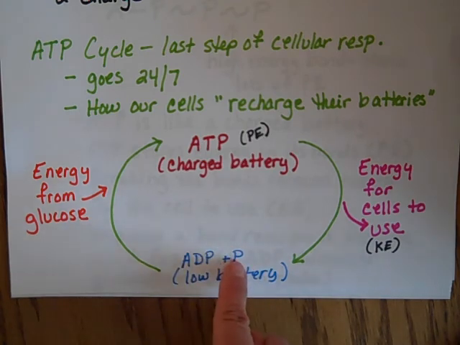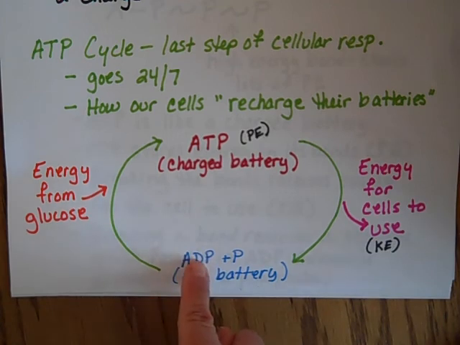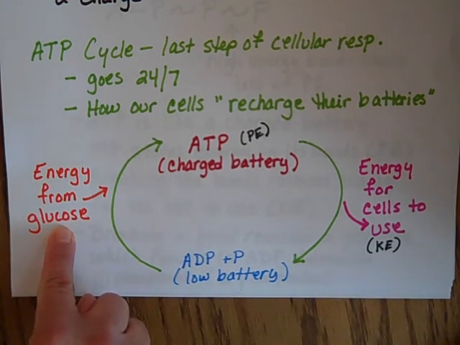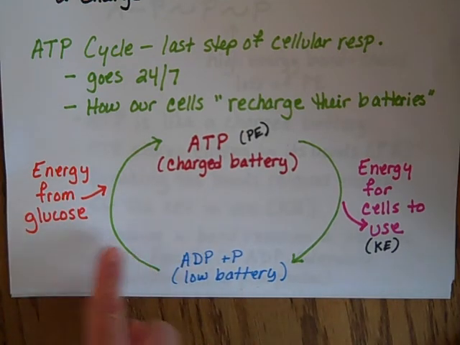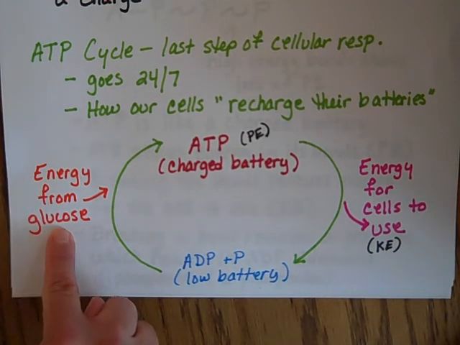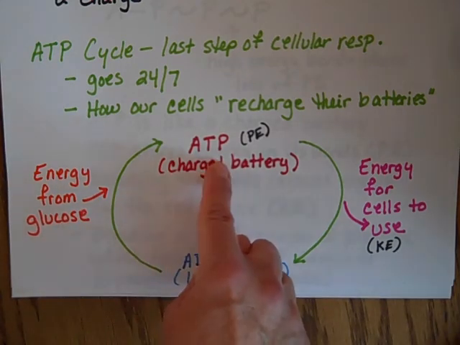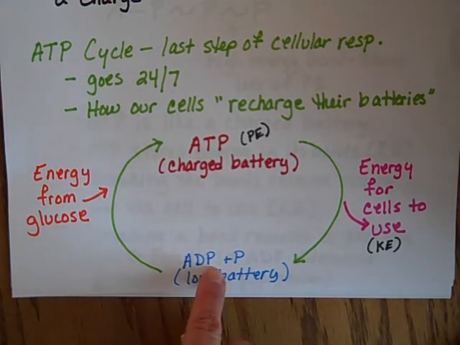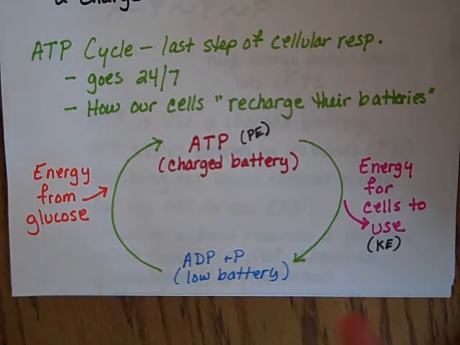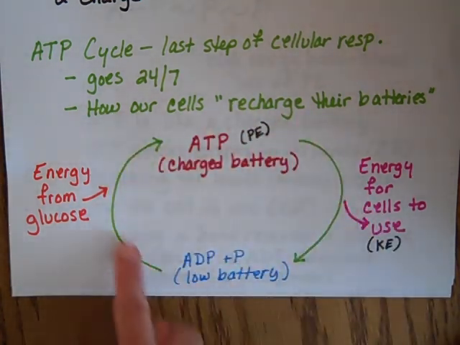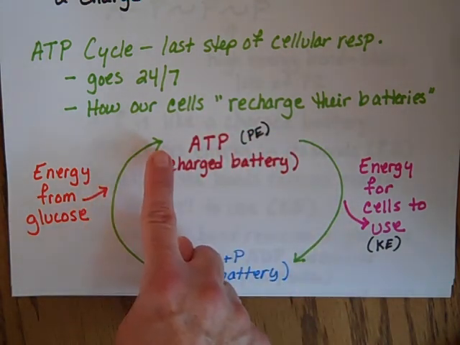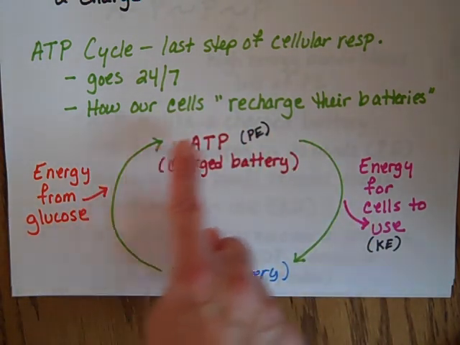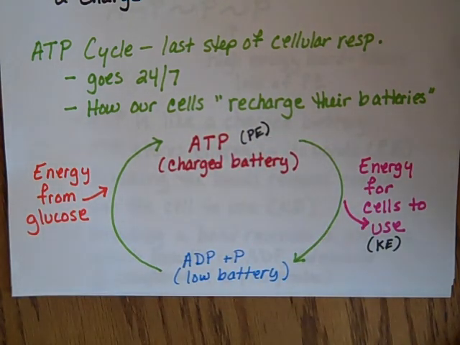Where does the energy come from to put this phosphate back on? Glucose. So that's where glucose comes into this. The potential energy in glucose is used to reattach that phosphate and change ADP back to ATP and recharge the battery. So it's something that's going on all the time. We use the battery, then we use our food to recharge the battery. Use it, food recharges it. Constant. All day, 24 hours a day, 7 days a week, all the time. And that is cellular respiration.